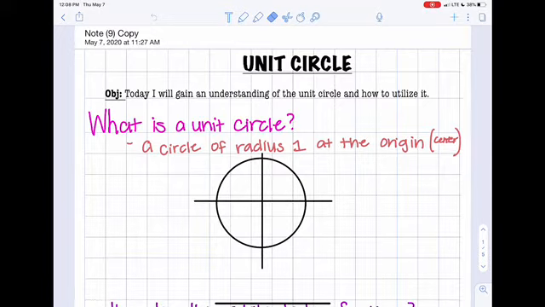So what is a unit circle? It's a circle, first and foremost. It has a radius of 1 at the origin, or the center. So you're like, well, what's a radius?